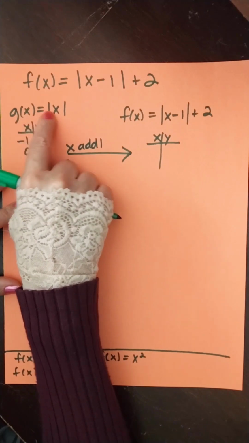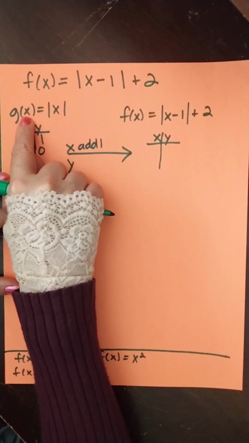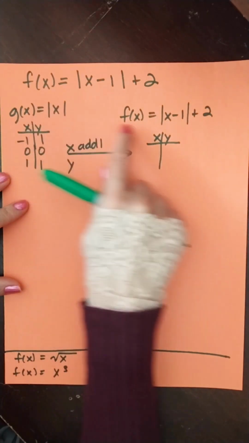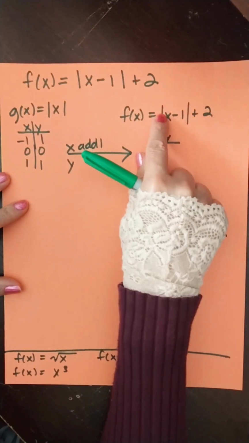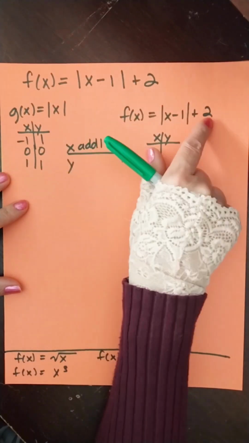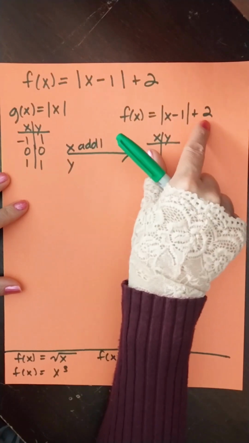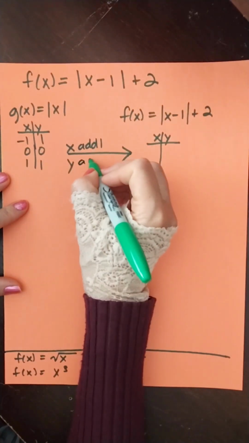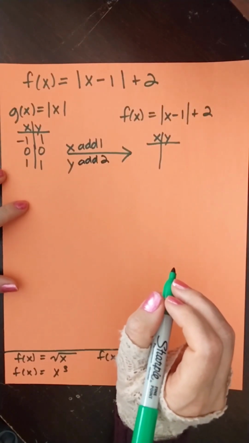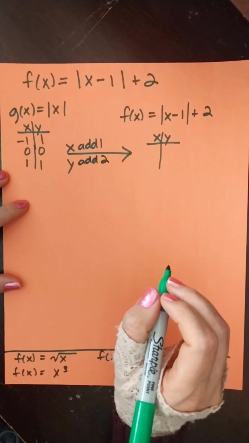Now, y is the absolute value of x, right? G of x is just another notation for y. So y is this. So now this y, what are we doing to it? What's different from here to here? We're actually adding 2 to y. So to the y value, you just do whatever operation's being done. If you're subtracting 2, you subtract 2. If you're adding 2, you're adding 2, and so on.